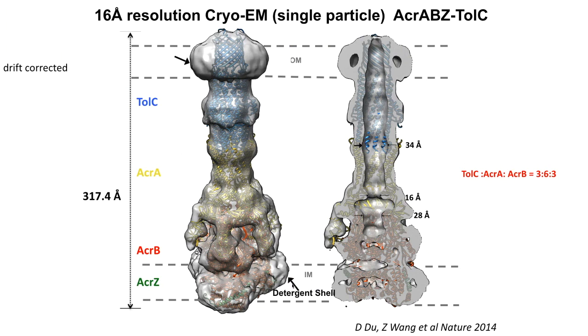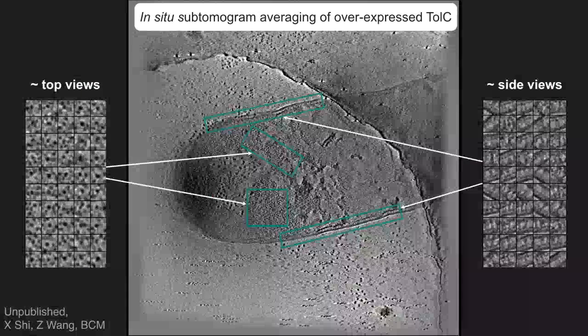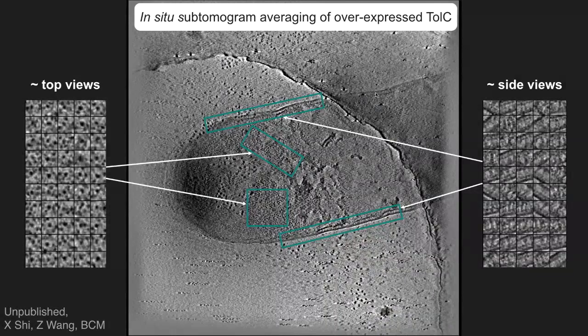So what happens when you actually look at it in a cell? Is it really forming the same sort of complex as it does when it's detergent soluble? So this is an E. coli, which is overexpressing all three components of the pump. It says unpublished here. This actually was published a few months ago. That was the third publication in the list before.